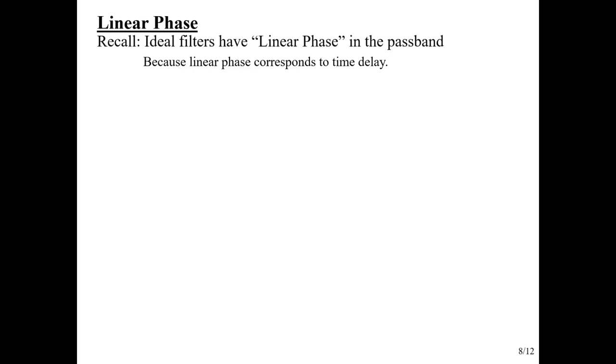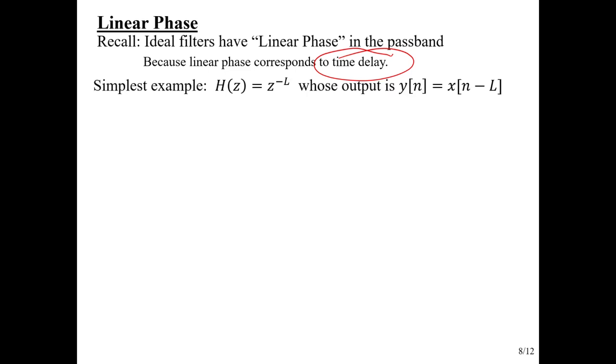So a signal whose spectrum lies entirely in the pass band of an ideal filter should come out looking exactly the same as what went in, except we allow a time shift or a time delay, more specifically. And then we argue that that time delay corresponds to a phase that is a line that goes through the origin on the phase plot. So that's how we get to this idea of linear phase.